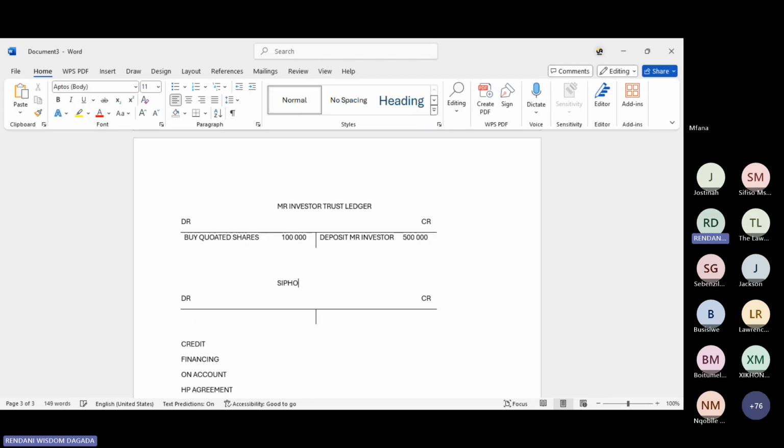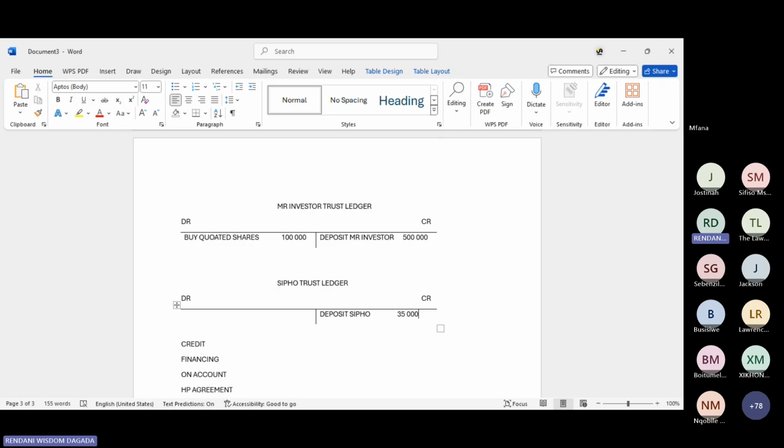So we're going to have Sipho Trust Ledger. On the opposite side, deposit Sipho. How much did Sipho deposit? Sipho deposited 35,000. There we go. That is how you do that transaction where we have to deal with Sipho. The transaction will start from the trust cash book and it will go to the trust ledger.